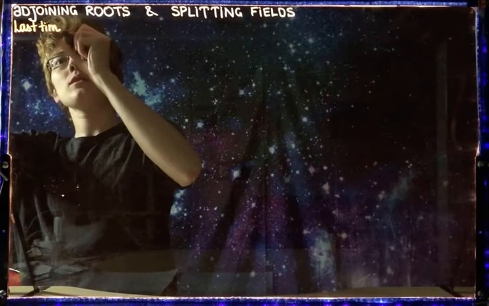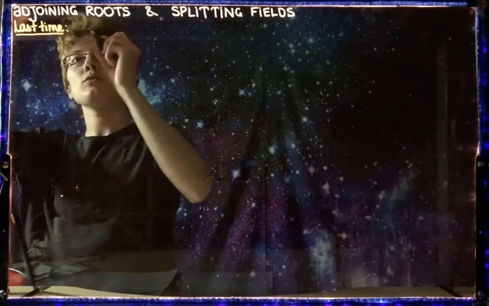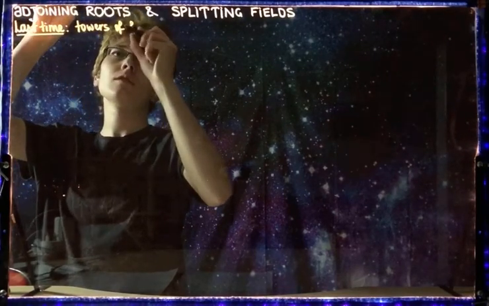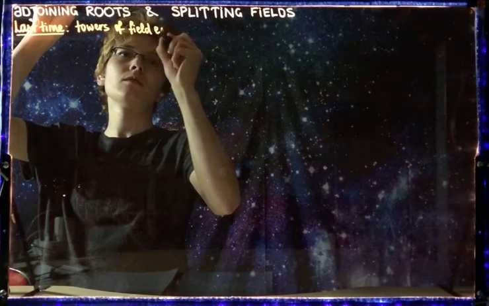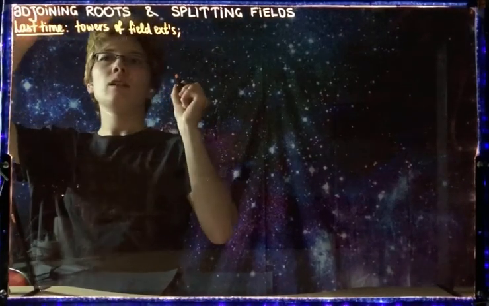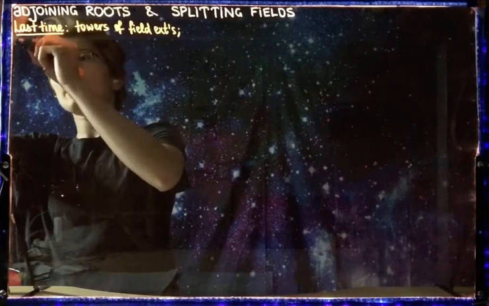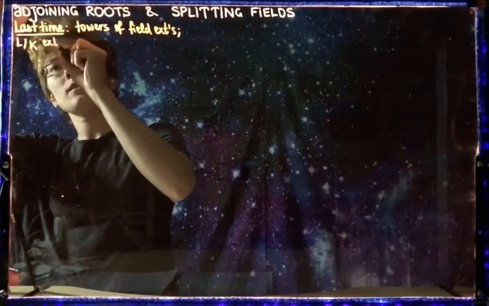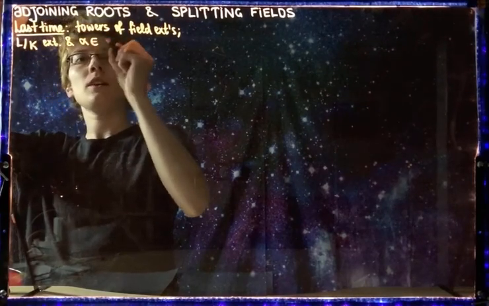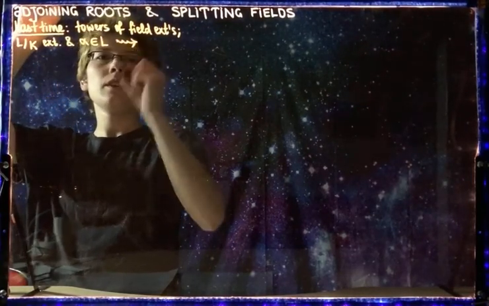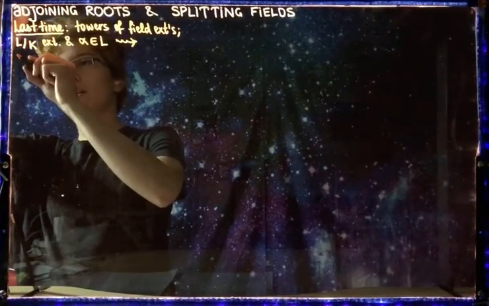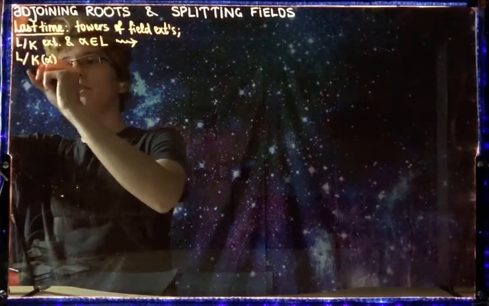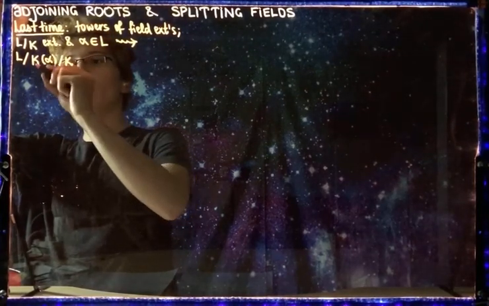Last time we talked about towers of field extensions, and we talked about the case when we have a field extension L over K and alpha is an element of L, then we considered the subfield K adjoin alpha, which is the smallest subfield of L that contains both K and alpha.